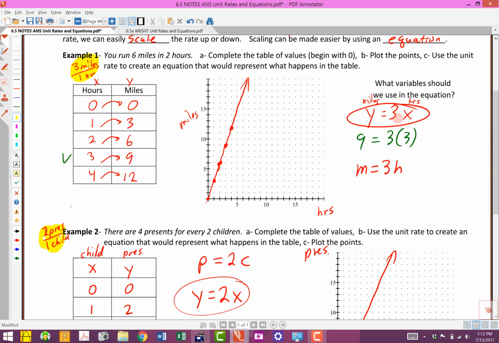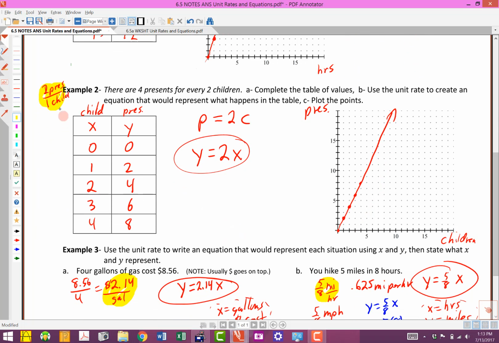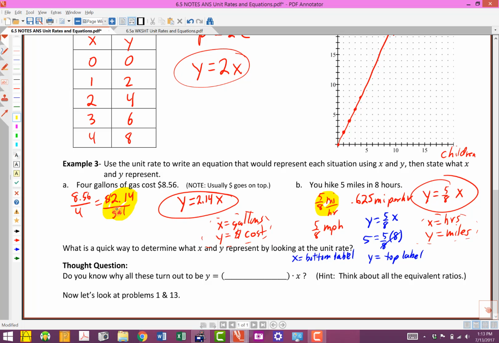That's the unit rate for this problem. It shows up right here. That's the unit rate for the problem. It shows up right here. And that's the unit rate for the problem, and it shows up right here. So on every single one of these, it turned out to be y equals the unit rate times x.